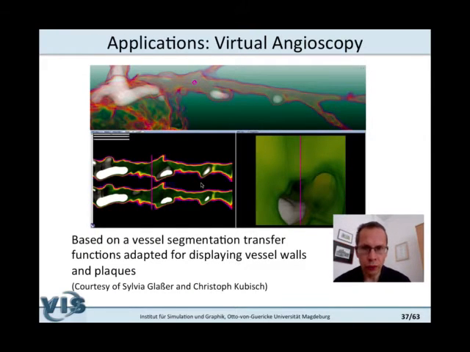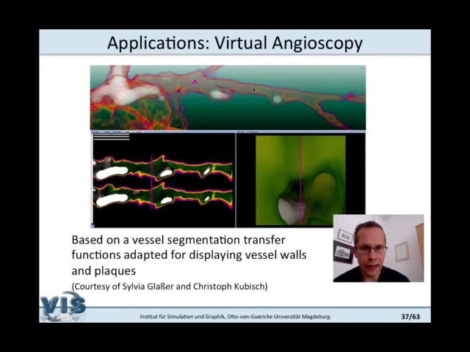That's an example of our work in this area. So we also looked at coronary vessels. They were segmented. We carefully determined a transfer function automatically based on a histogram of the intensities of the vascular structures and also of the stents, so that we can see simultaneously the vessel wall, but also internal structures like plugs or stents.